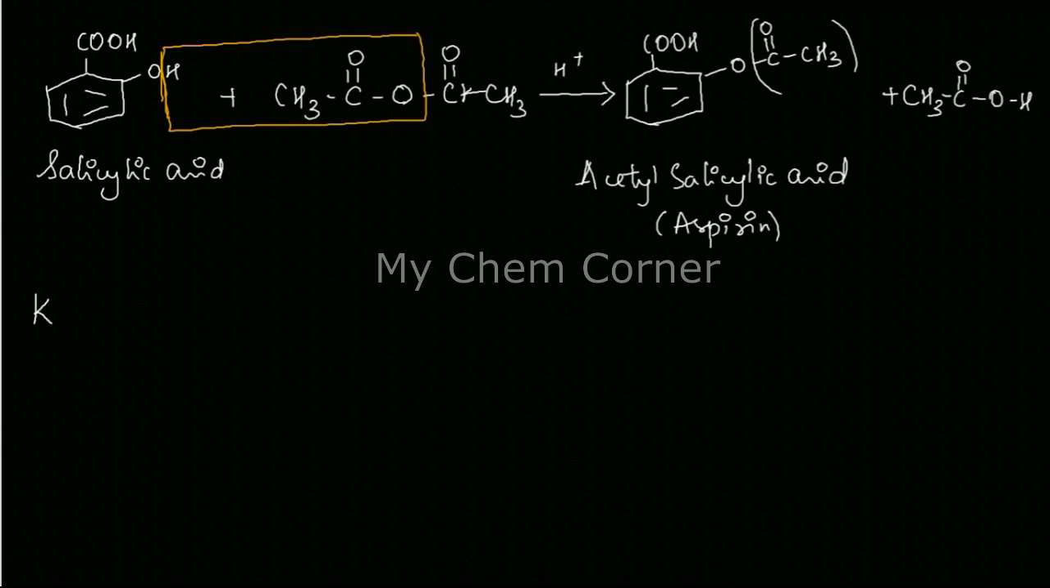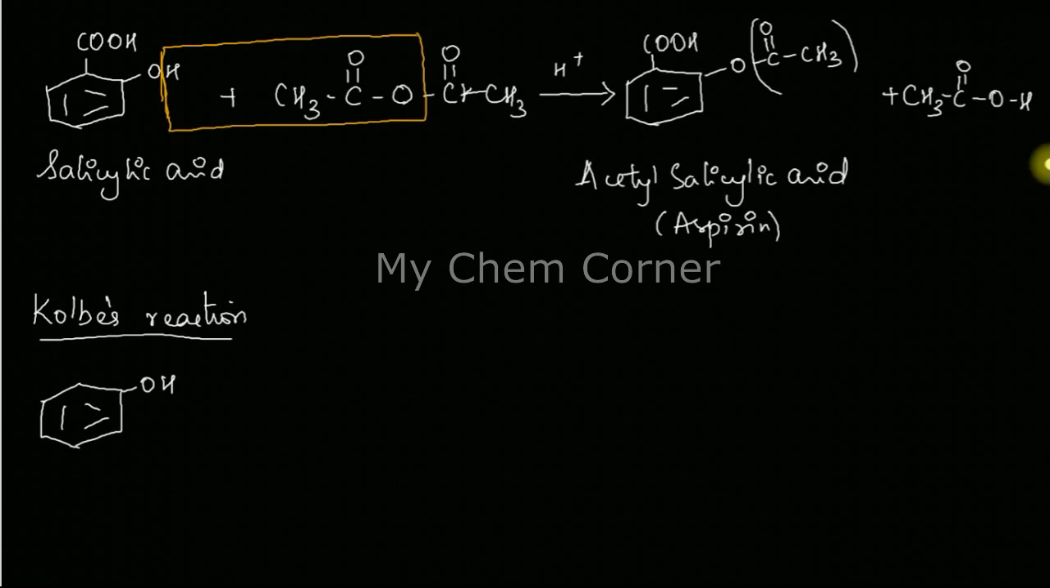Now let's move to the next name reaction, which is the Kolbe reaction, a very simple one. Alright, now the Kolbe reaction, we will take phenol as our starting material. So we have phenol. Okay, now to phenol I am going to add NaOH. When I add NaOH, in this case, it is going to abstract the proton. So that means this NaOH added is an alcoholic NaOH.